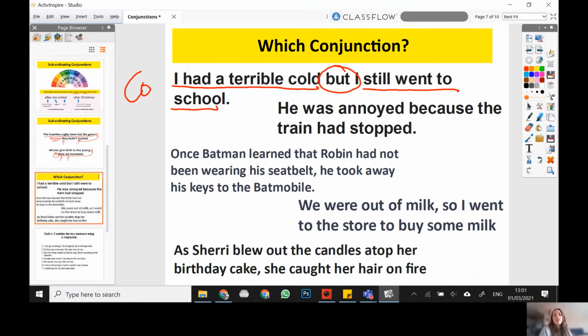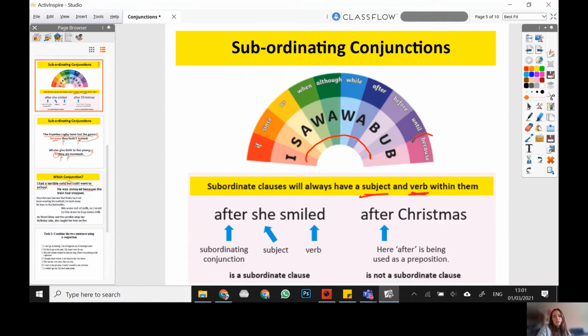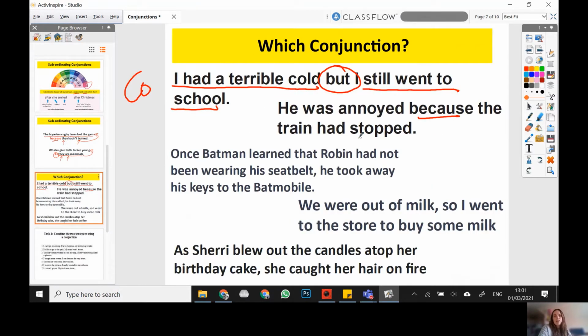He was annoyed because the train had stopped. Because, I remember, was a subordinating conjunction. There it is, because, a subordinating. So it's telling me that this information, the train had stopped, is linked to my main clause. That's why he was annoyed. So this is a subordinating conjunction. Number 3, once Batman learned that Robin had not been wearing a seatbelt, he took away his keys to the Batmobile.